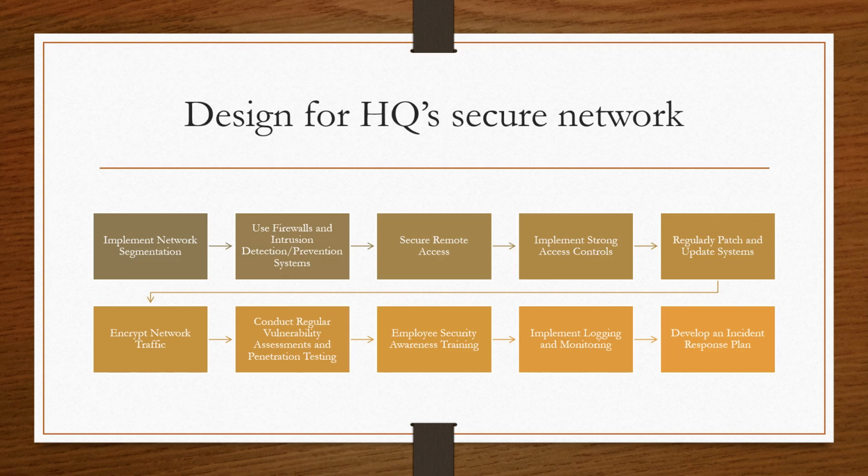Then this slide is about the design for the HQ secure network. This slide shows the secure network design for SportX that consists of processes such as implementation of network segmentation, usage of firewall and intrusion detection system, regularly updating the system, encryption in network, and conducting regular vulnerability assessment, which help in developing an incident response plan.